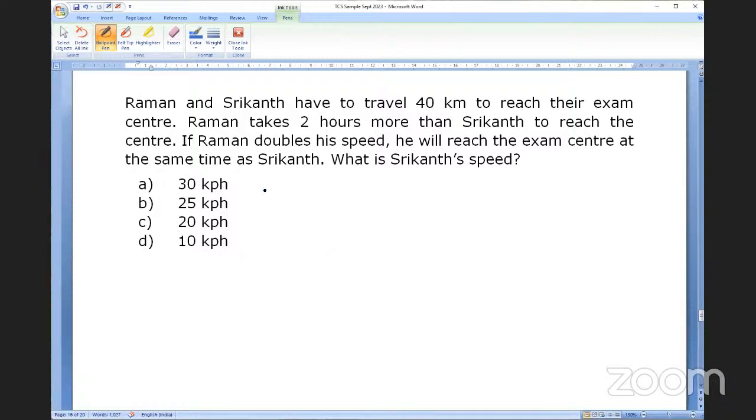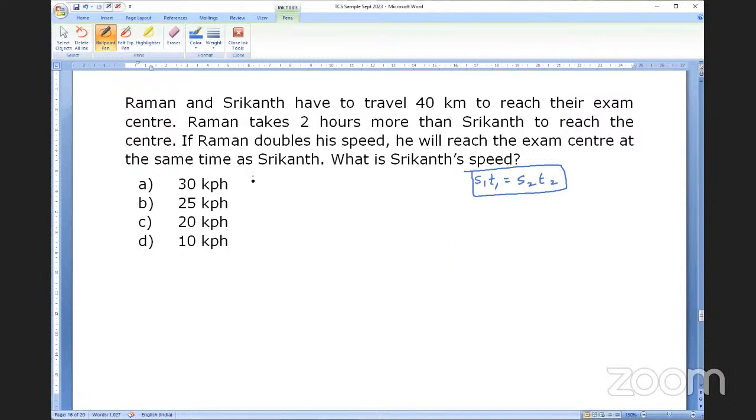Raman and Srikant have to travel 40 kilometers to reach their exam center. That means the distance traveled by Raman and Srikant is the same. Raman takes 2 hours more than Srikant to reach the center. If Raman doubles his speed, he will reach the exam center at the same time as Srikant. What is Srikant's speed? Now we know that when two people are traveling the same distance, we can use S1T1 equals S2T2. If distance traveled is the same, then speed and time are inversely related to each other.